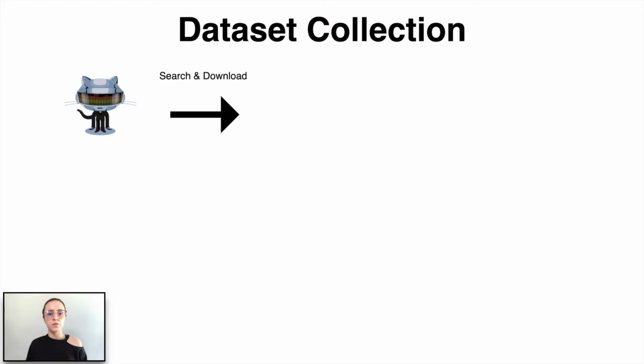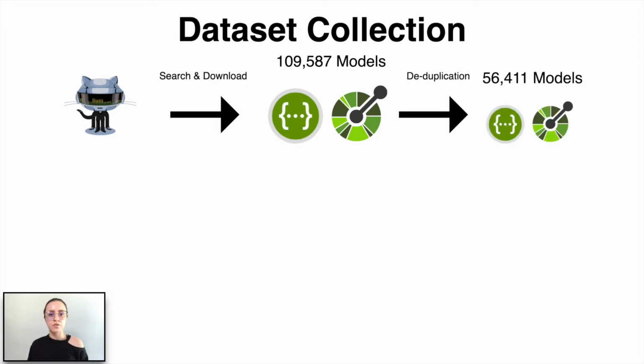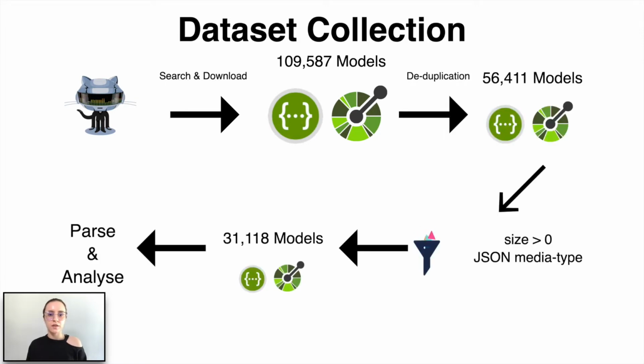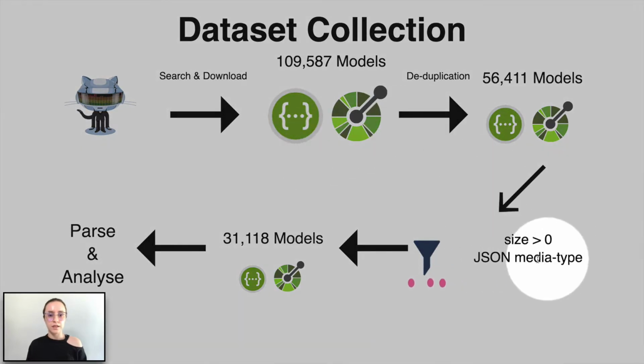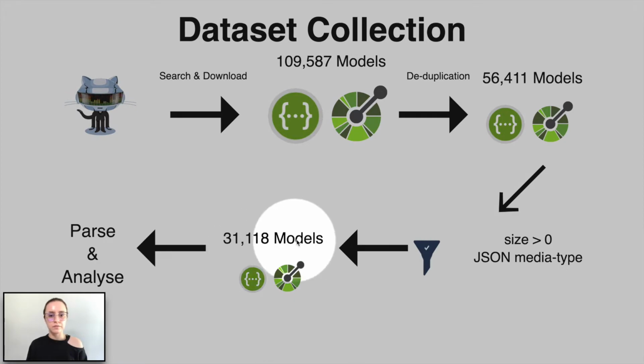So for building our dataset, we went to GitHub and we searched and downloaded more than 100,000 models. We deduplicated them, then we filtered the ones describing APIs that are handling in one of their endpoints some data of JSON media type. And at the end, we ended up analyzing more than 30,000 models.